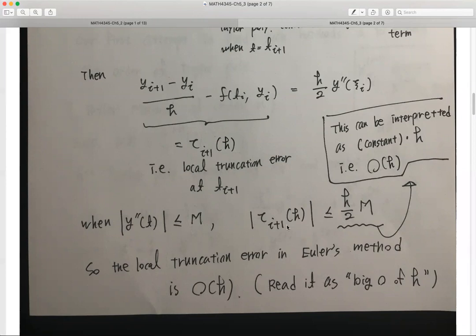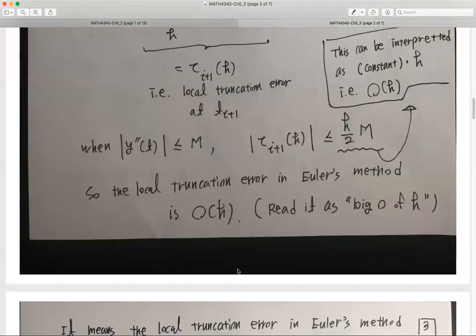So we can say the local truncation error is bounded by h over 2 times M, but the local truncation error will decrease linearly as h is decreased. Okay. So now we can say the local truncation error in Euler's method is going to be big O of h. The big O of h means a constant times h. You see that here 1/2 times M can be considered as a constant, right?